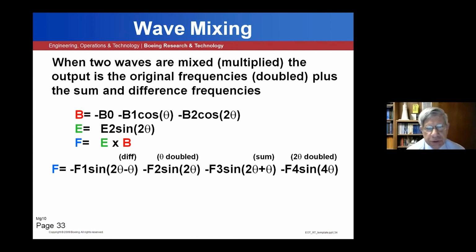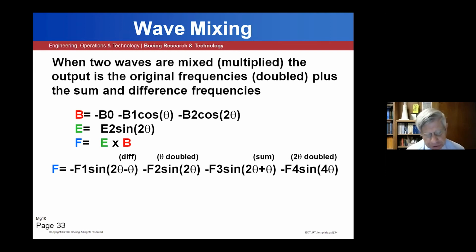Now, what you get on beat frequencies is you get the original two frequencies, which would be the E and the B, and then you get the sums and differences. And I highlighted those, so we got four terms, which are the difference, the double, the sum, and the two theta, for your beat frequencies. Now that's what's going to wind up as being the force vector.